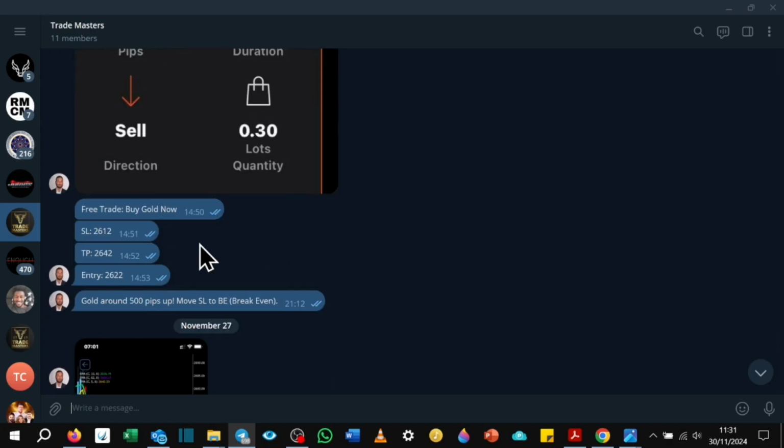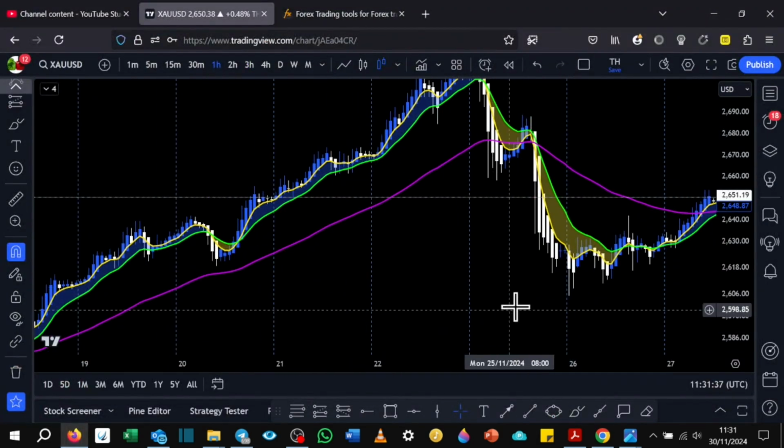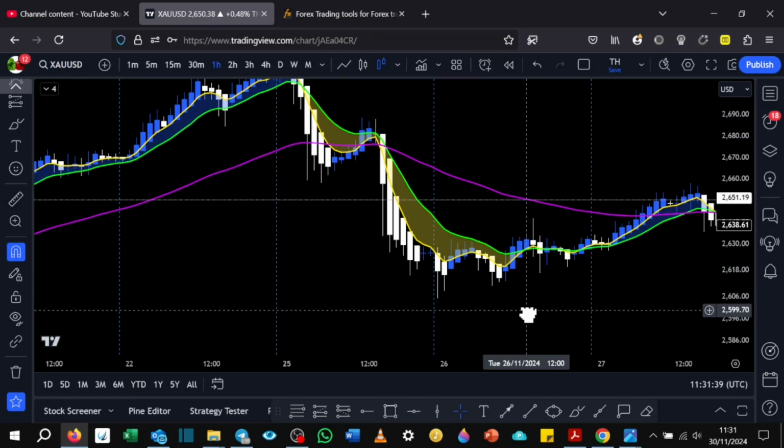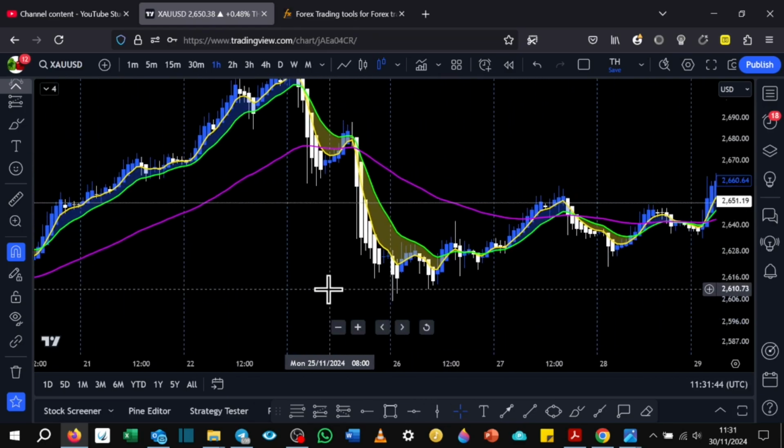So I did put a free trade in the group. This is my first trade that I've given out to the group in Trademasters, and I've put gold buy now. Entry was 2622, so I want to walk you completely through this trade and why I took it.